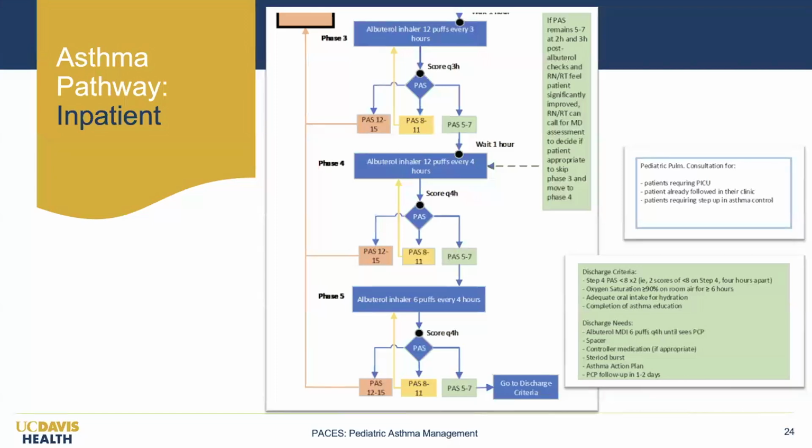And then once we're in that phase 4, doing the 12 puffs every 4 hours, our final step is the 6 puffs every 4 hours. And so for our patients, we will typically want them to go through 1 round of 6 puffs every 4 hours, meaning they get that dose and then we wait 4 hours and give another dose and make sure that they can continue to stay stable with the intermittent every 4 hour dosing.